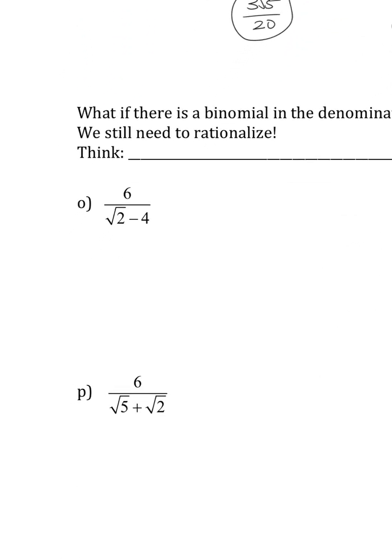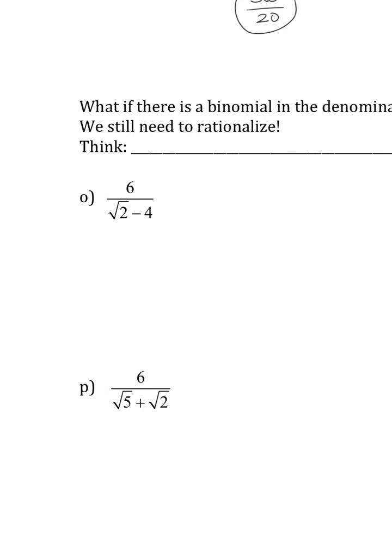So if I was to come down here real quick, don't copy this down. If I was to just multiply by root 2 over root 2, the top would become 6 root 2. The bottom I would have to distribute, and I would get 2, but then I get minus 4 root 2. And I don't get rid of the radical in the denominator. Also remember, you can't cancel terms. You can only cancel factors.